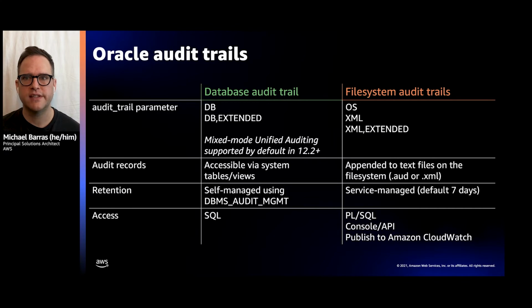Each database process has its own audit file, which is continually appended through the life of the process. Retention of the file system audit trail is managed by RDS, with files automatically cleaned up after 7 days by default. You can modify the retention for trace and audit file cleanup, but you'll want to monitor space carefully.